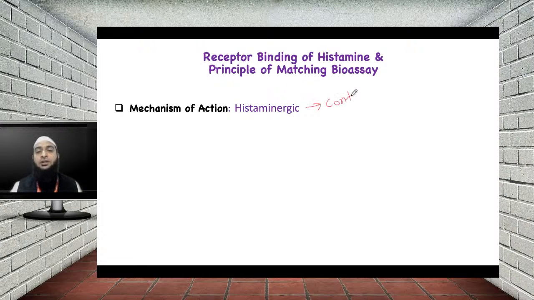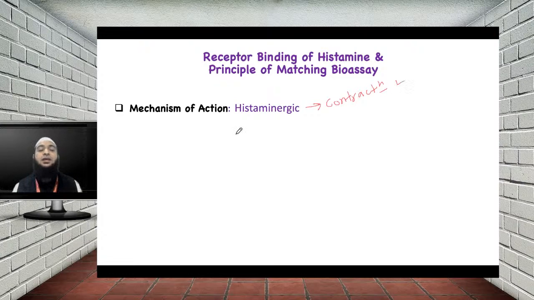So when you come to the final year, when you study the autacoid chapter, histamine is one of the important autacoids. There you will come to know that when histamine binds to the histaminergic receptor in any smooth muscle, it produces contraction of that particular smooth muscle.